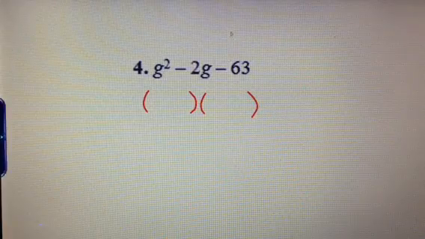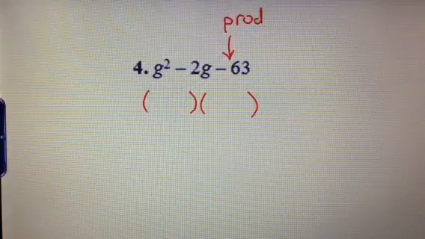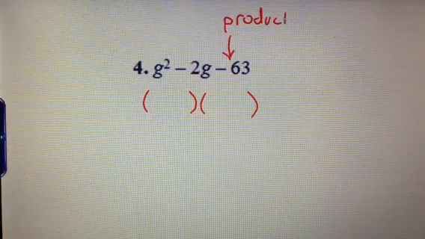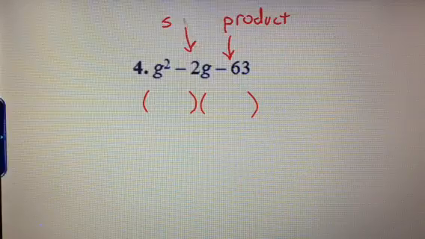Now remember, this last term tells us that we want a product of two numbers. So we want two numbers that multiply to get negative 63, and then we want their sum to be negative 2.